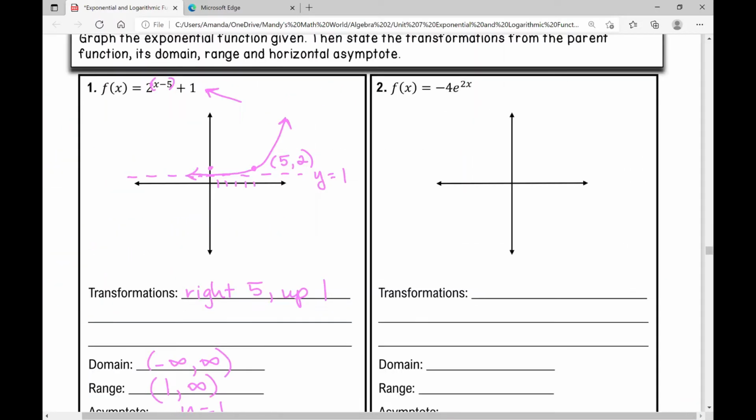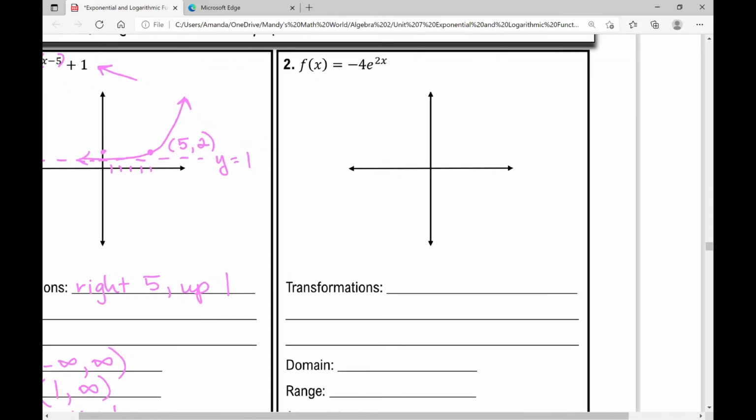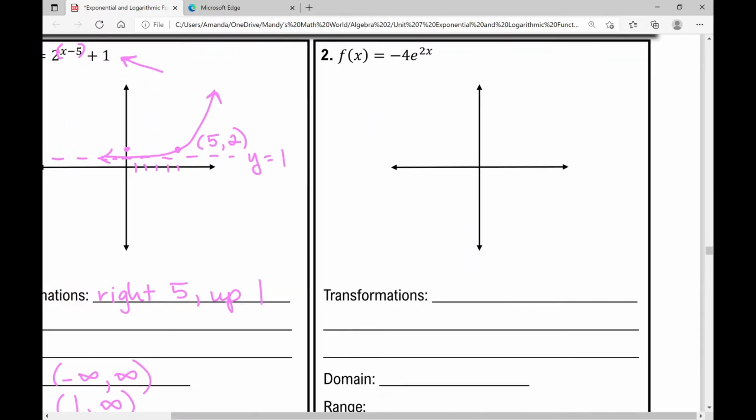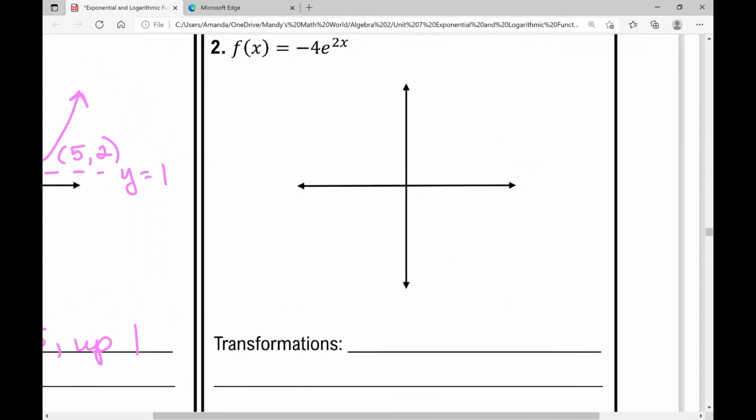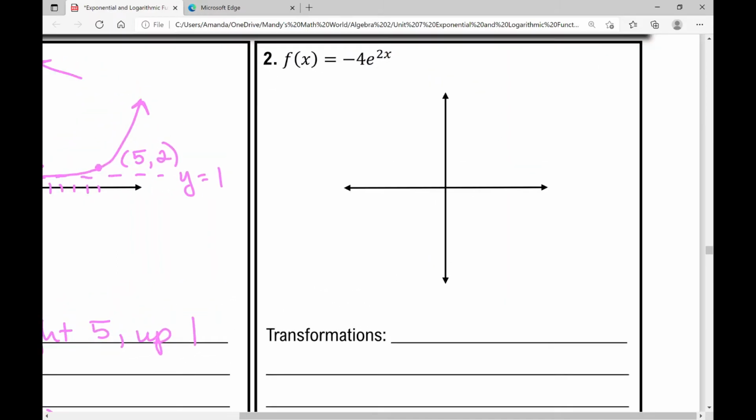Let's move to our example number 2. Example number 2, y equals negative 4 times e to the power of 2x. Might have to zoom in a little bit more. Okay, so this negative 4 right here, that's going to be your y-intercept. That's your a value. Let's say the y-intercept is at negative 4. So I'm going to go ahead and graph that. Have we moved up or down any?